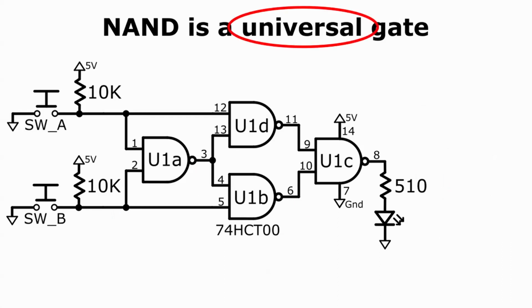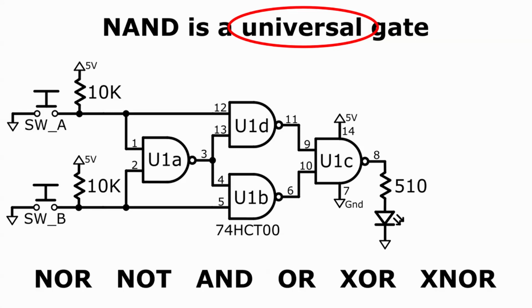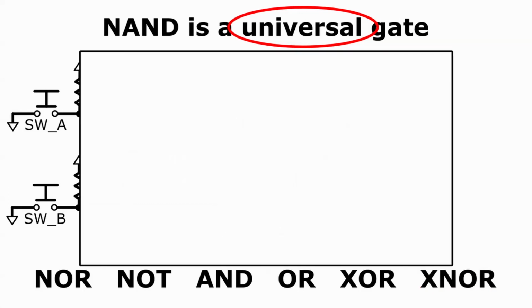The NAND gate is called a universal gate because it can be used to build any other logic function. NANDs can be used to build NOR gates, NOT gates, which are also called inverters, AND gates, OR gates, exclusive OR gates, and exclusive NOR gates. That's the complete list of the basic logic functions. Just a couple of points before leaving this topic.